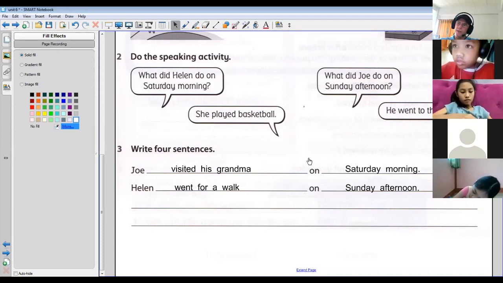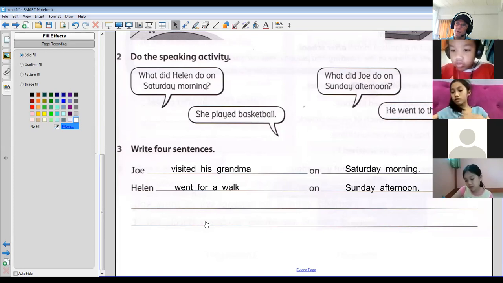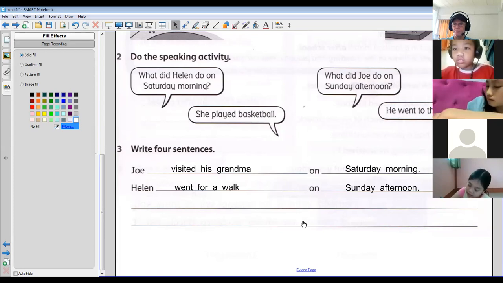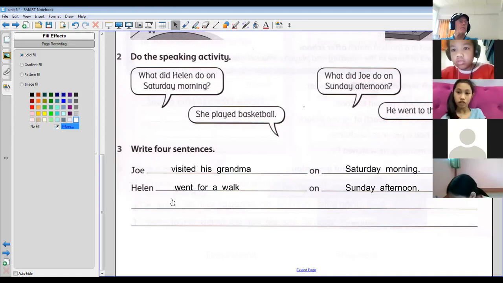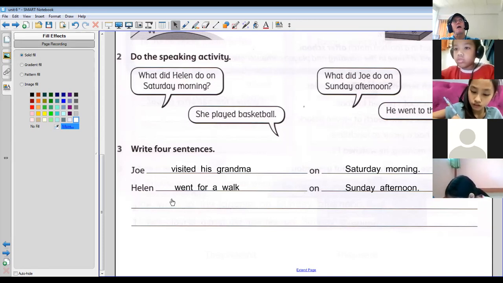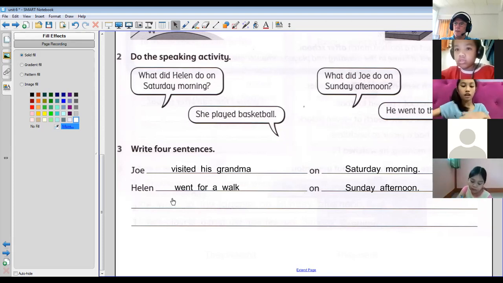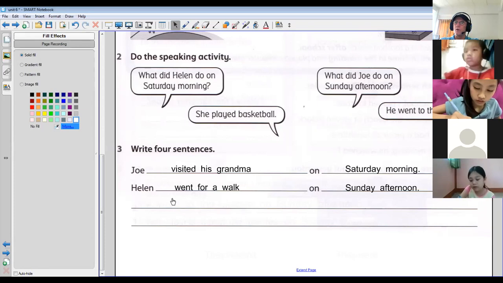When you have finished that, I want you to write two sentences, your sentences. So you have two more lines. So line three, you write a sentence, and line four, you write a sentence. It can be something like, I did my homework yesterday evening.